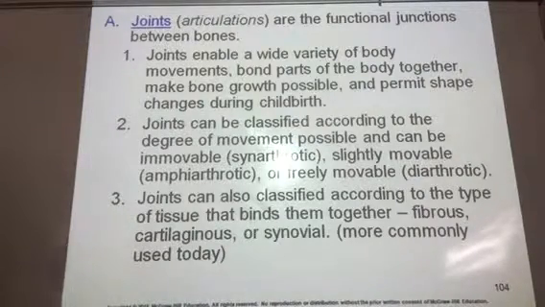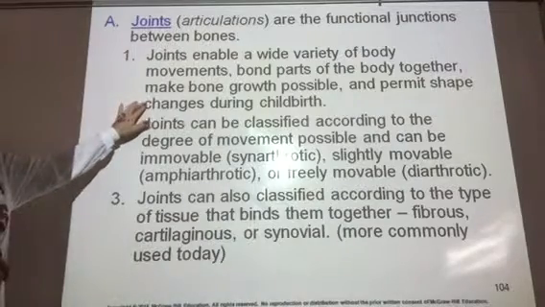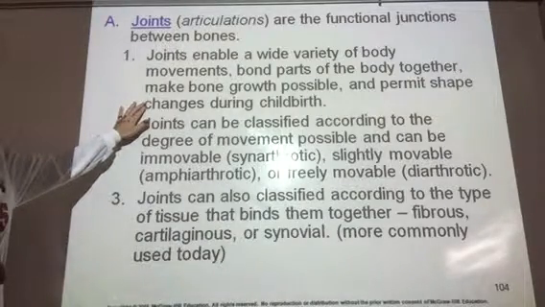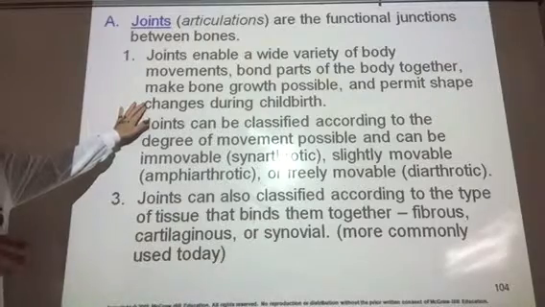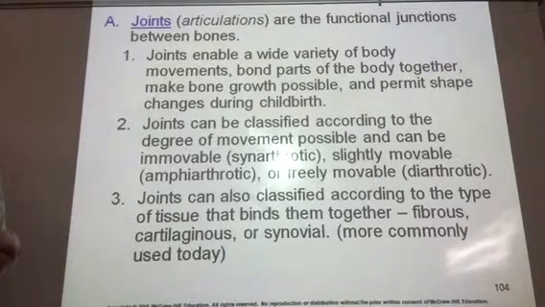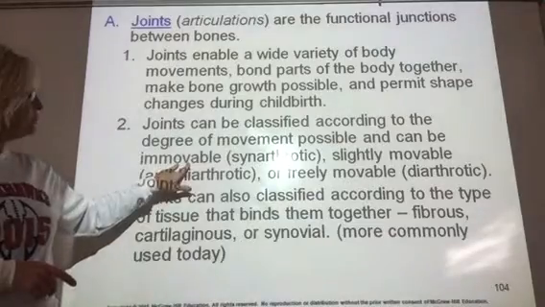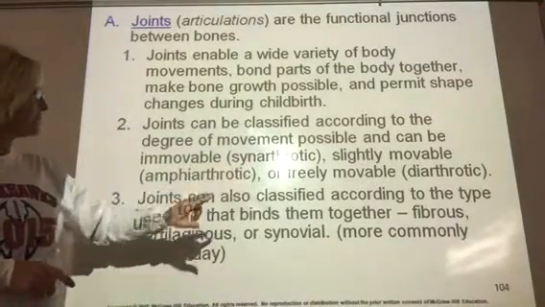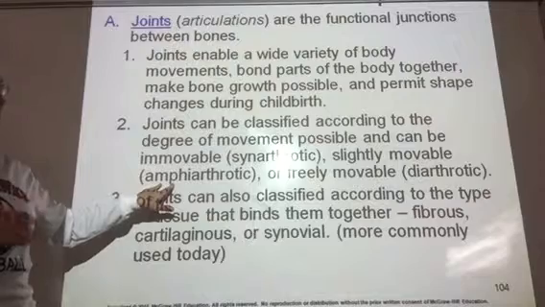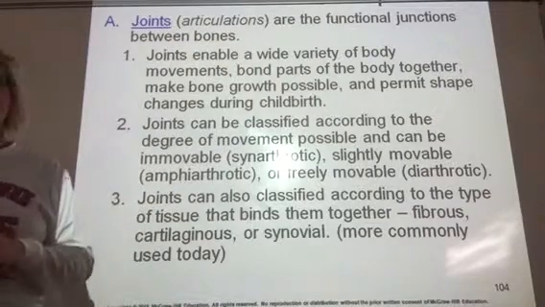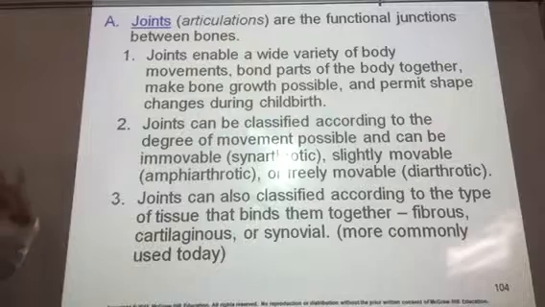So your shoulder joint, your hip joint, your sutures are considered joints. A joint is going to give body movement, it's going to bond things together, it allows changes during childbirth, like we talked about, how your pubic symphysis allows for your hips to change a little bit. Immovable joint is synarthrotic. Amphiarthrotic means a little bit movable, and diarthrotic are your freely movable joints, which are probably your most common.